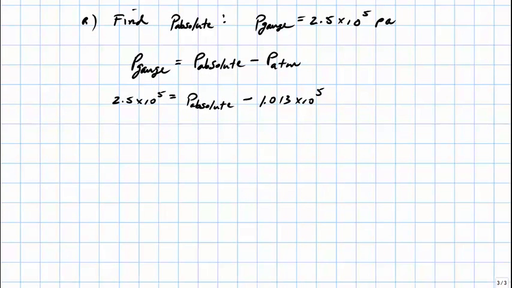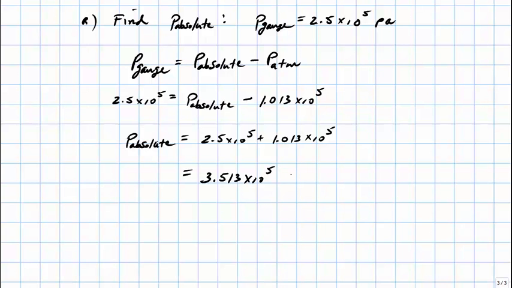And so if we solve for P absolute, we obtain 2.5 times 10 to the fifth plus 1.013 times 10 to the fifth. And the result is 3.513 times 10 to the fifth pascals.